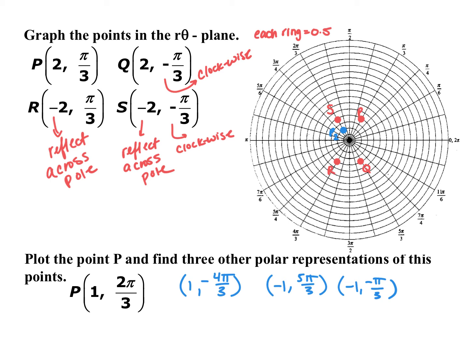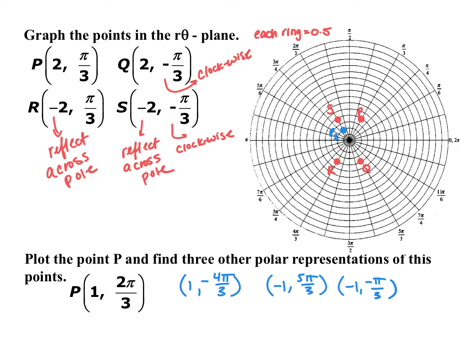And then the last one, I did a negative radius and a negative angle. Again, to have a negative radius reflect across the pole and end up here, I want to start down here. And then what negative angle would get me down here? Well, that would be -π/3.